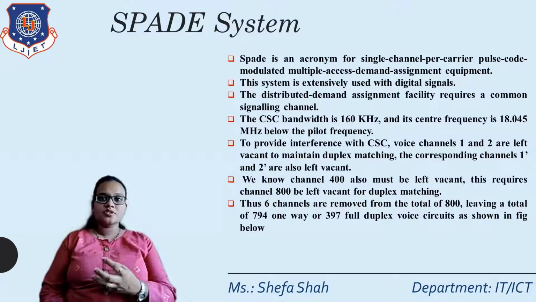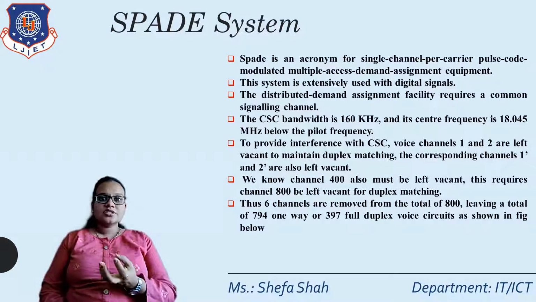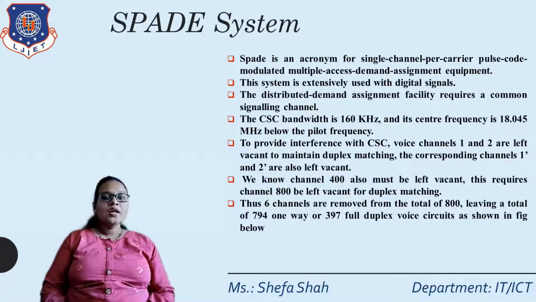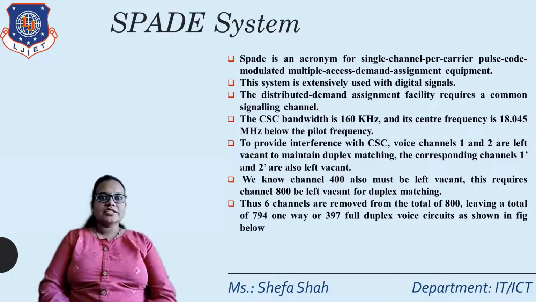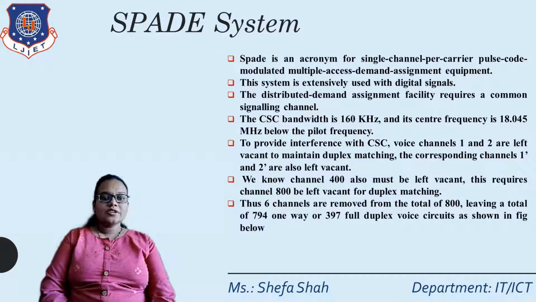Here, the SPADE system uses a pool of frequencies which is made available to all the Earth stations. So the Earth stations can be notified that this frequency is right now empty, and they can transmit or communicate on that particular frequency. This system is extensively used with digital signals. The distributed demand assignment facility requires a common signaling channel. This CSC bandwidth is 160 kilohertz and the center frequency is 18.05 megahertz below the pilot frequency.